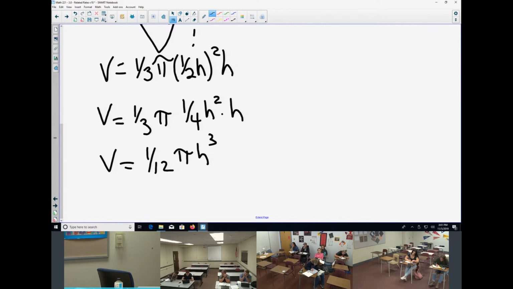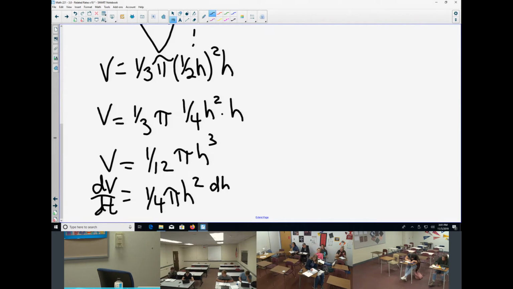All right, so that's a little trickier than most of the problems. We were just given a formula and then had to run with it. All right, so now this one, when we take the derivative, dV/dt is equal to, bring the 3 in front, so 3/12 is 1/4 pi h squared dh/dt.